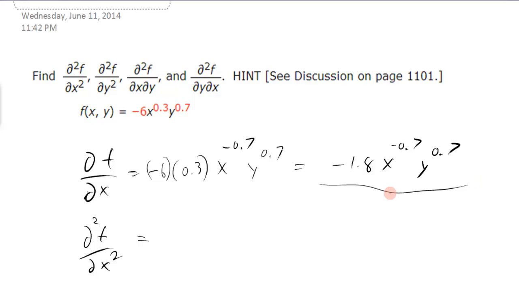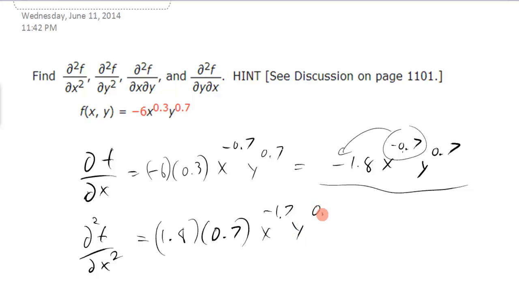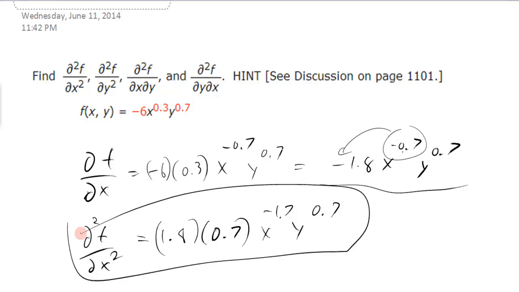So the derivative of this with respect to x. Again, it's just a variable x with a power of negative 0.7, so it's the power rule. This number comes out to the front. A negative times a negative makes a positive, so it's going to make 1.8 times 0.7 times x raised to, the rule says subtract 1, so negative 1.7. y is just a constant because our variable is x. So there you go. That should be the first one. And it's just rinse and repeat.